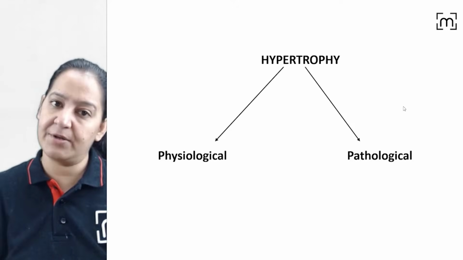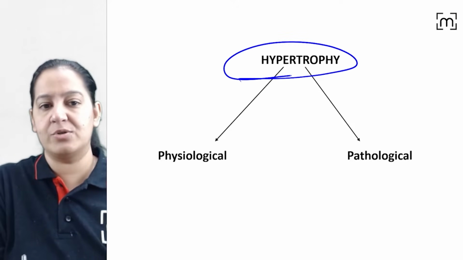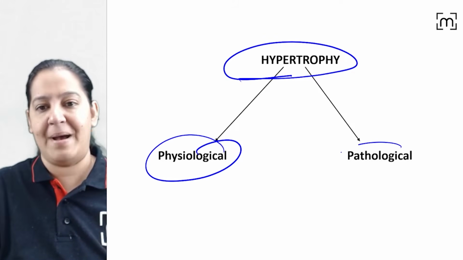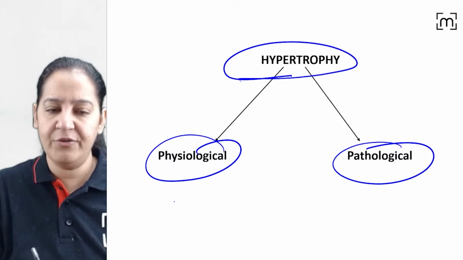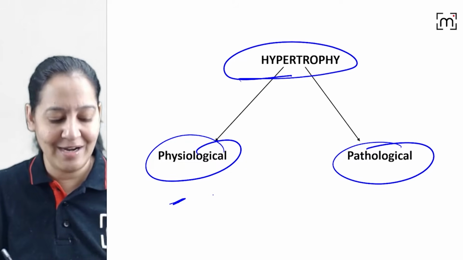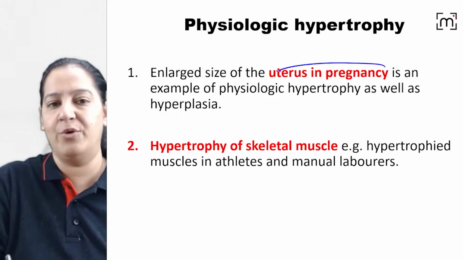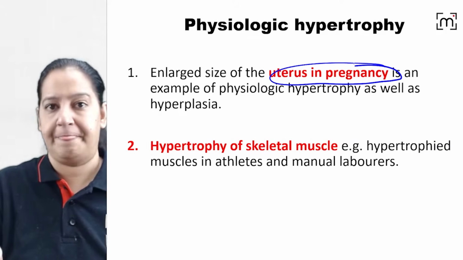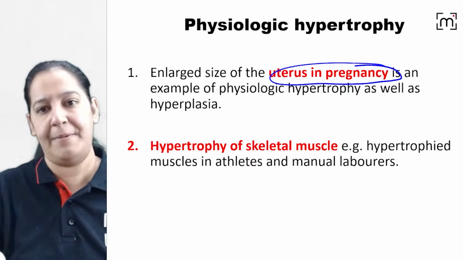Coming on the types, it is of two types. So hypertrophy is also of two types, physiological and pathological. So tell me the few examples here. Physiological, you already know one example, pregnant uterus. So pregnant uterus is an example of both. As I have told you, it is the example of hypertrophy also, hyperplasia also.